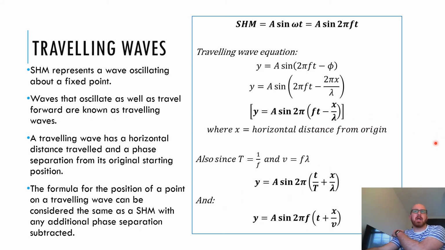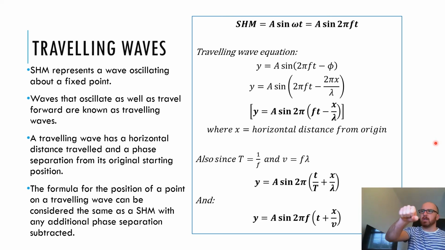The third part here is something about what's known as a travelling wave. So when we did simple harmonic motion, we represented a wave just oscillating about a single point. A pendulum oscillates about a single point, or a spring oscillating about a single point. If you think about something just oscillating up and down, just like a bouncing spring, it goes up and down. So waves that oscillate as well as travelling forward are known as travelling waves.